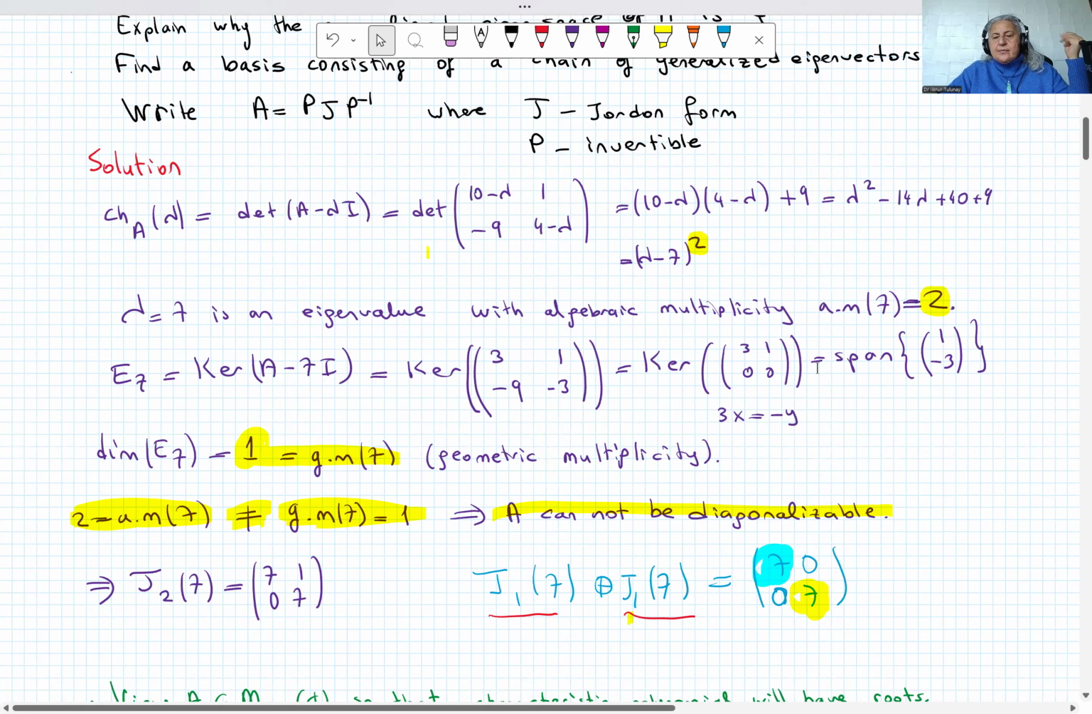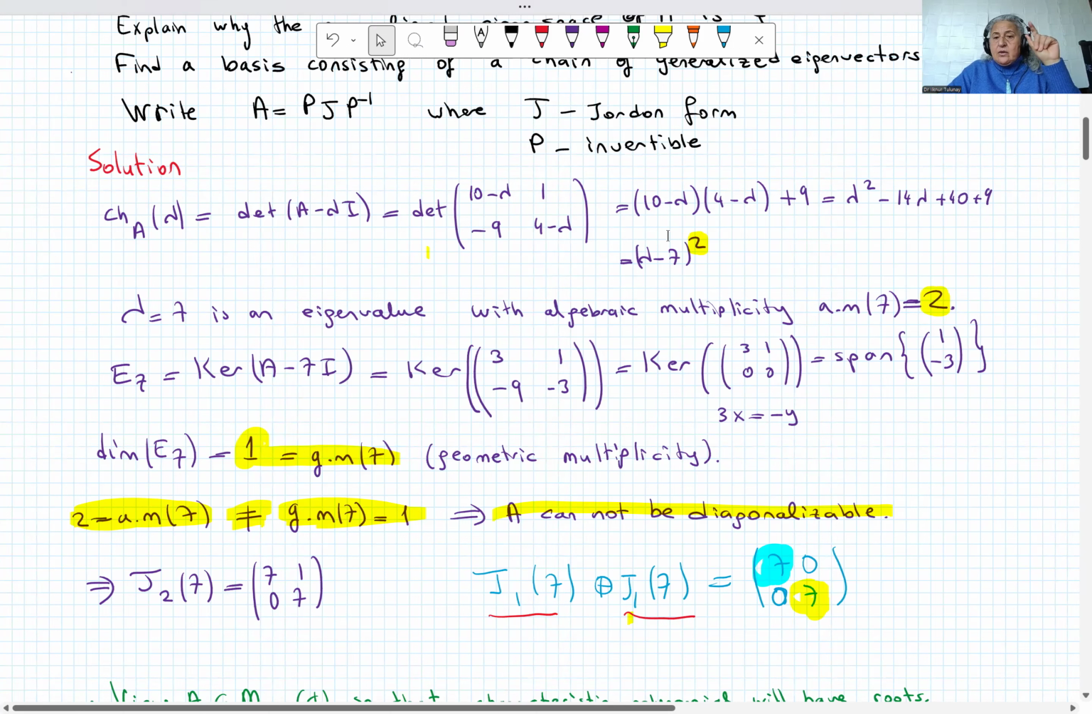Now we have one basis element. We found dimension 1, so the dimension of this kernel space is 1. That is the definition of the geometric multiplicity. What we found is that the algebraic multiplicity is 2 and the geometric multiplicity is 1. If the algebraic multiplicity and geometric multiplicity are not the same, which was the criterion for diagonalization, then the matrix is not diagonalizable at all.